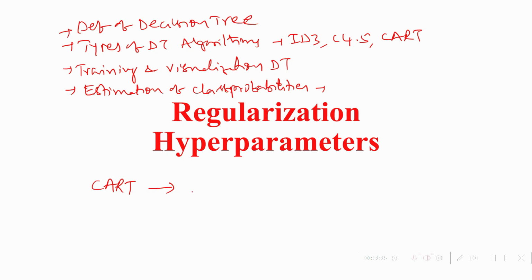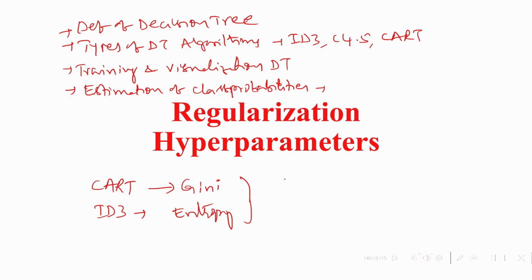It internally uses the concept of Gini index value, and also how to construct the decision tree with the help of ID3 algorithm. ID3 algorithm internally uses the concept of entropy. And also we discussed how to construct the decision tree with the help of any algorithm like a CART algorithm or ID3 algorithm. It internally uses different types of hyperparameters.